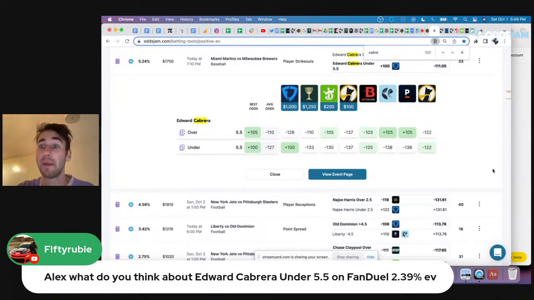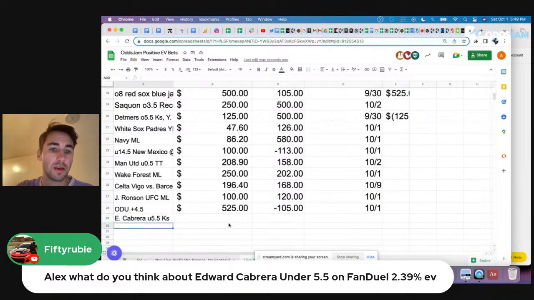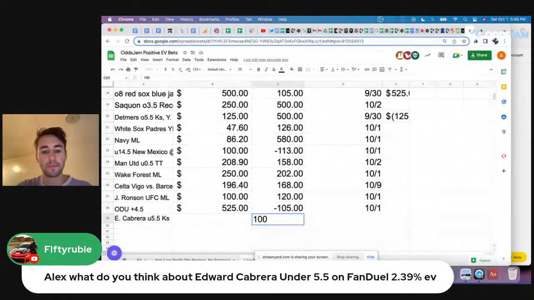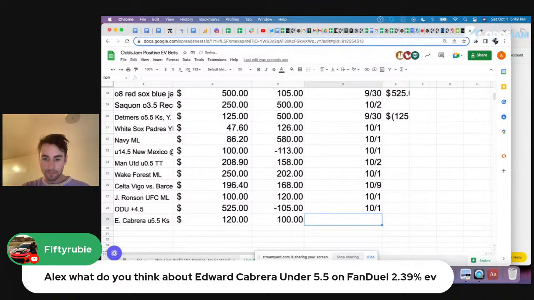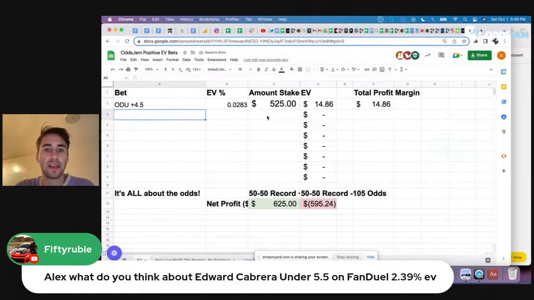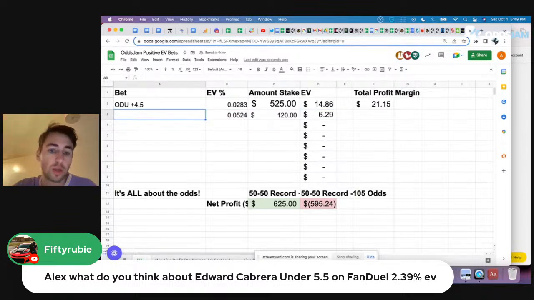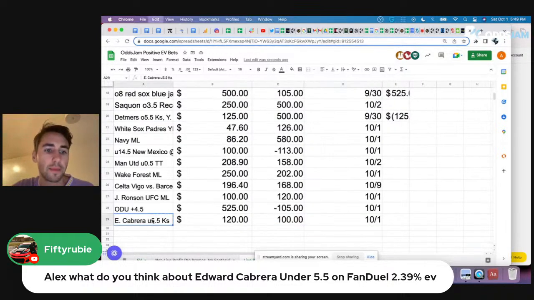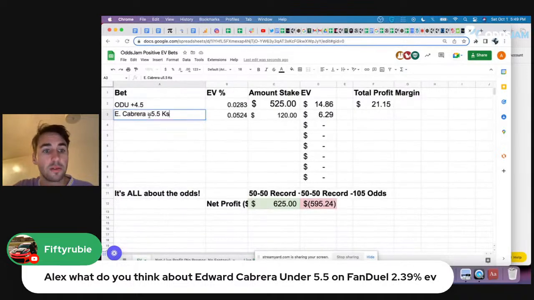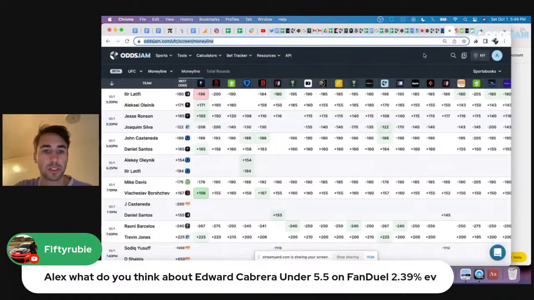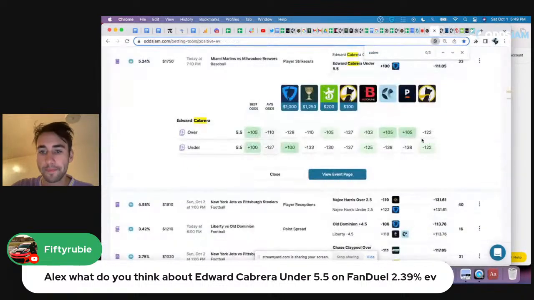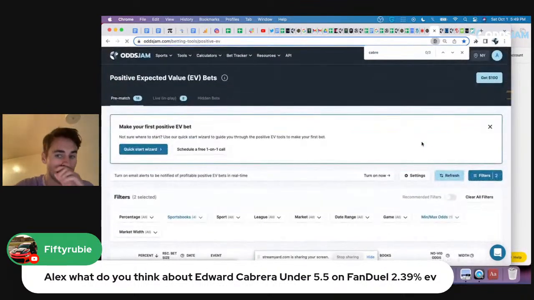Absolute slam, 5.24% EV. So what we can do is just say, okay, we bet this plus 100 for $120. This game's today, 10-1. And we can just add it in, 5.24% profit margin. So on our $120 bet, we have about $6 in EV. You couldn't give me a $5 bill for my bet, right? We're day trading sports, essentially, finding bets that have a mathematical profit margin, which is pretty cool. And it's why sports betting can be super profitable.